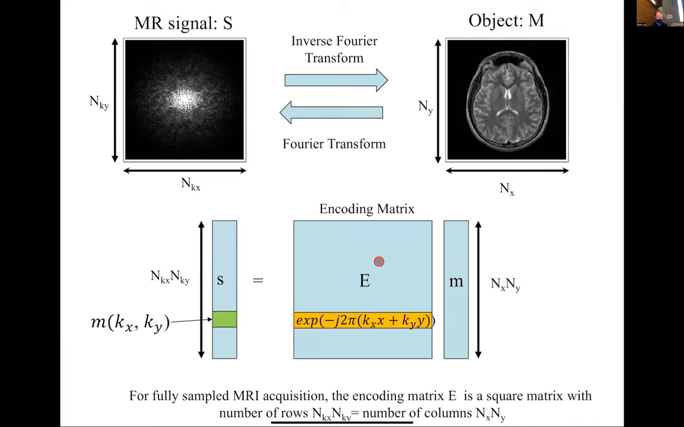So this is the basic idea: we can represent the signal we measure as the object multiplied by some matrix. For example, we could represent the sinogram in CT like this as well. Each one of these would just be the projection of the object at a certain angle, and then these would be the outputs of your sinogram.